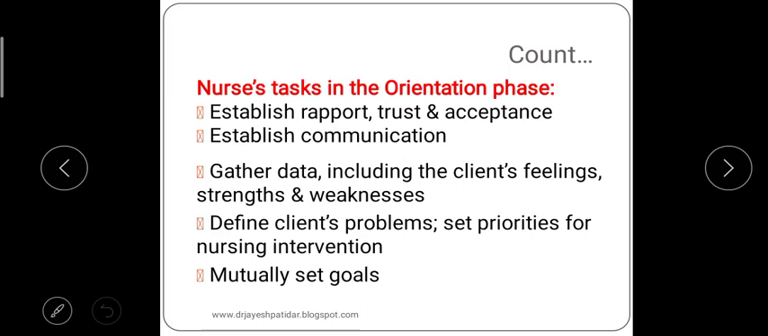Next, the phase is the orientation phase. In this phase, we are going to meet the patient, so we are going to orient the patient. Here we are going to introduce ourselves and we are going to get the information from the patient. That is, first is orientation, orienting to each other.